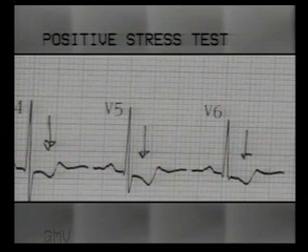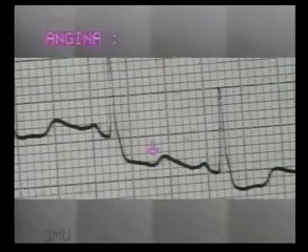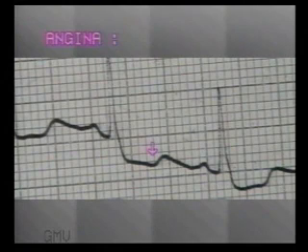This is a positive stress test. Note the ischemic T wave inversion and ST segment depression in leads V5 and V6. Another cause of chest pain with T wave inversion is an acute attack of angina. The ST segment is depressed with T wave inversion in lead V5, but this change is transient and will return to normal after the attack subsides.